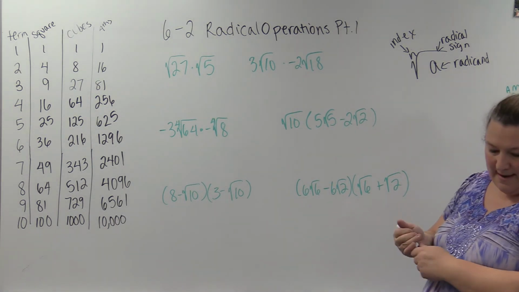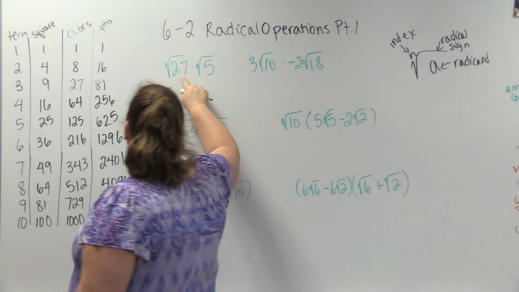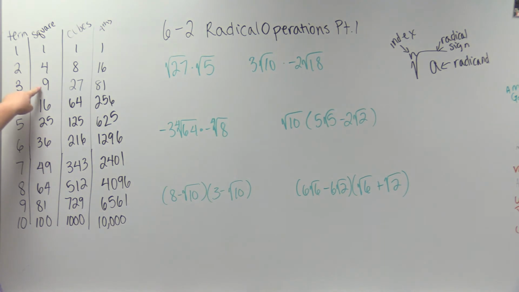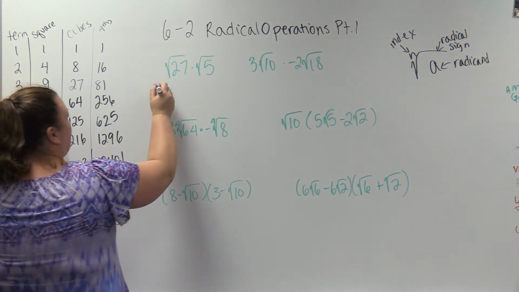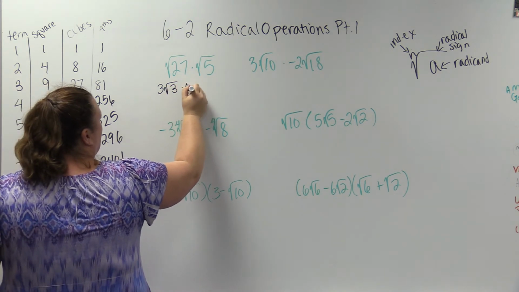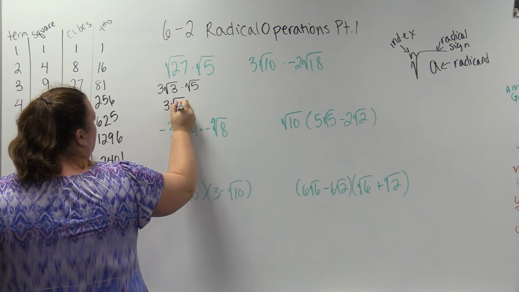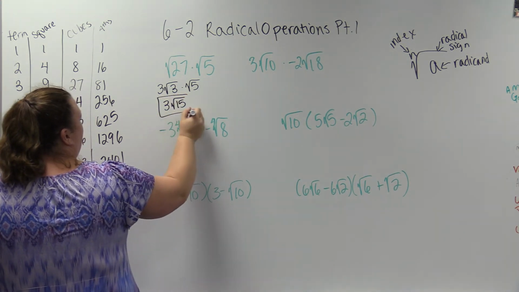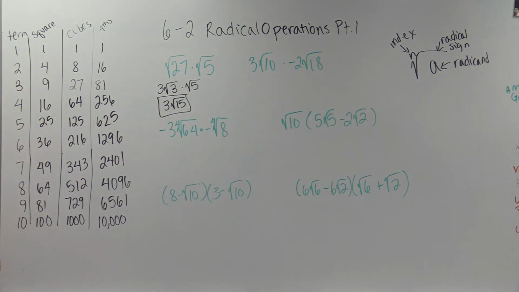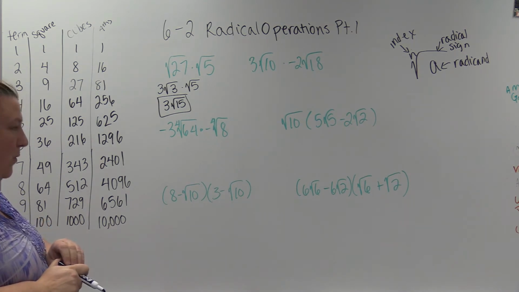Now, I know that 27 is 9 times 3. So this is 3 square roots of 3 times the square root of 5. So this becomes 3 square roots of 15. 15 is not a perfect square. It can't be divided by a perfect square, so we are finished.